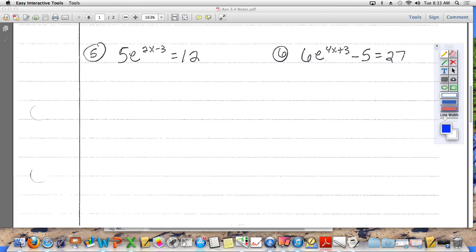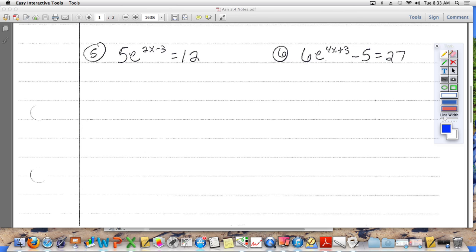Alright, I want to explain, it might be helpful for you to write what I'm going to write down first. But you might want to hold off on what I'm going to write, to decide if you think that's something you need to write down. We have 5 times e to the 2x minus 3 power equals 12.